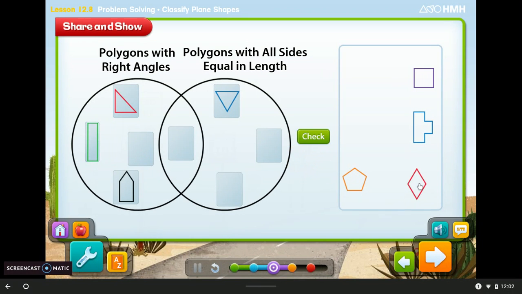All right, well, let's try another shape. How about this one? Do you see any right angles there? No, but we do know rhombuses have sides that have all equal length. Let's see if I can drag this one now. Nope, that one doesn't like me.